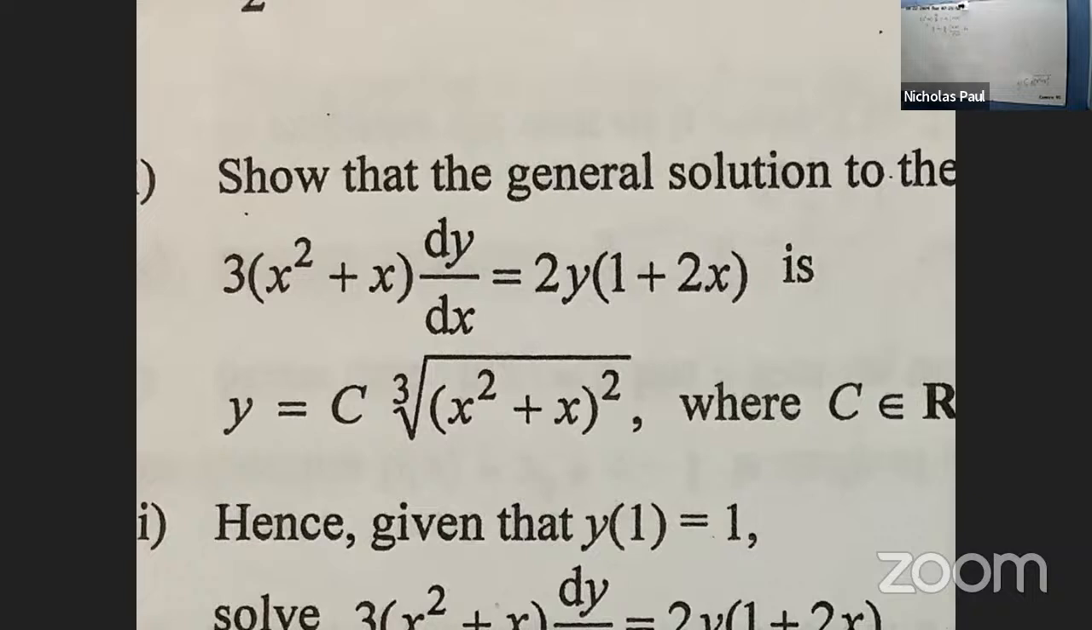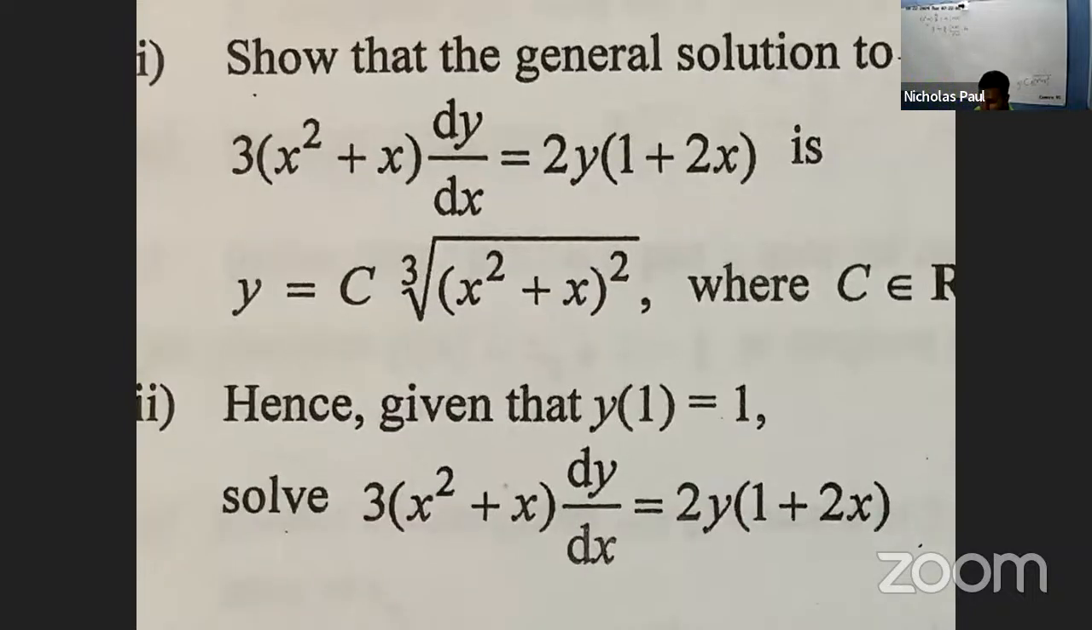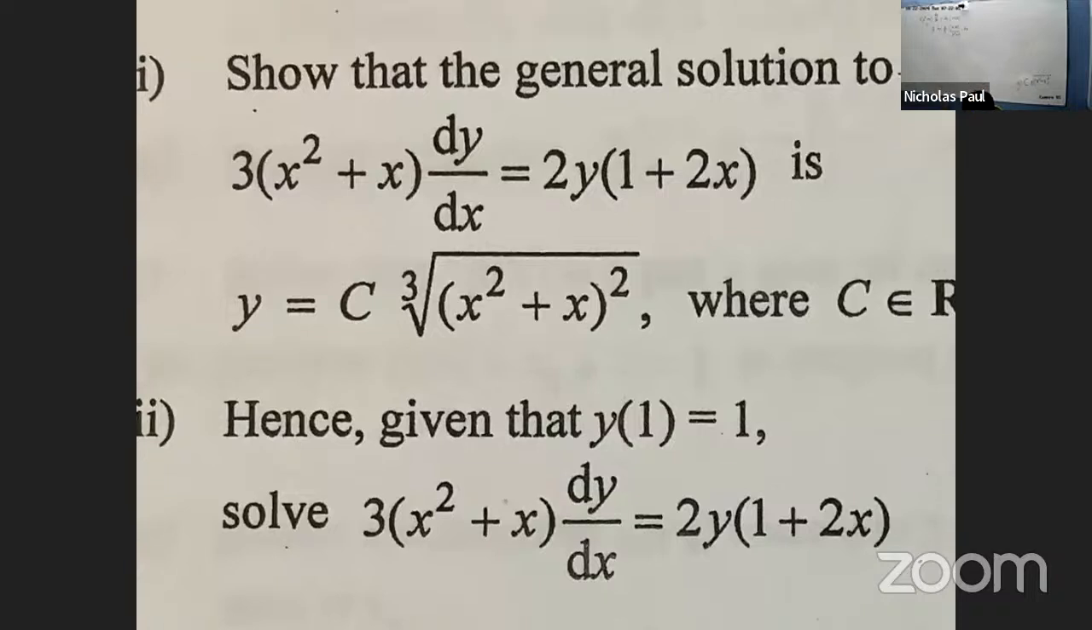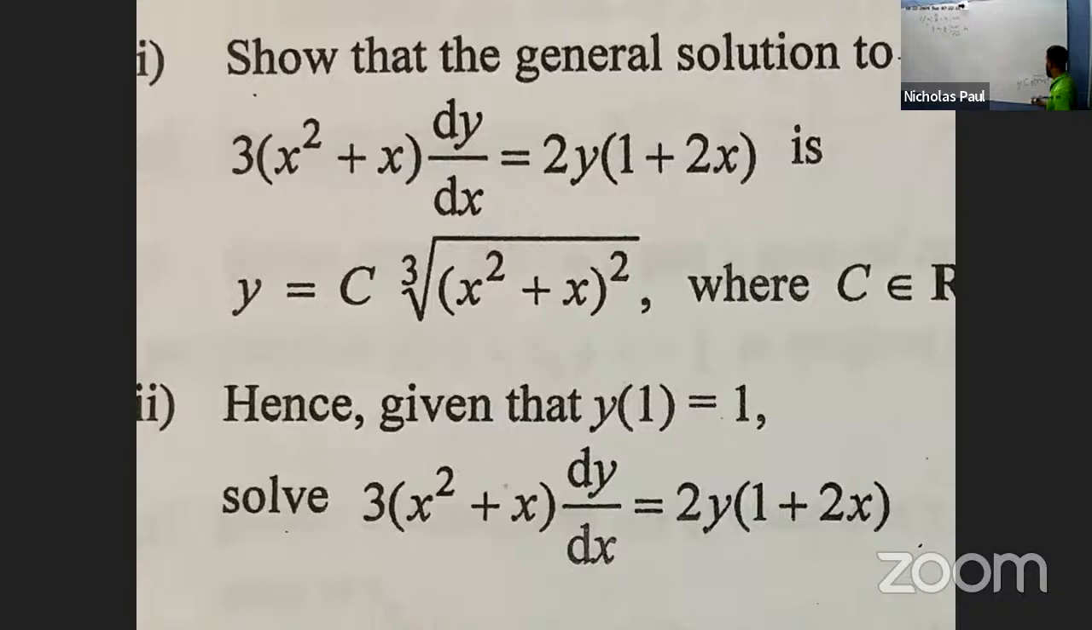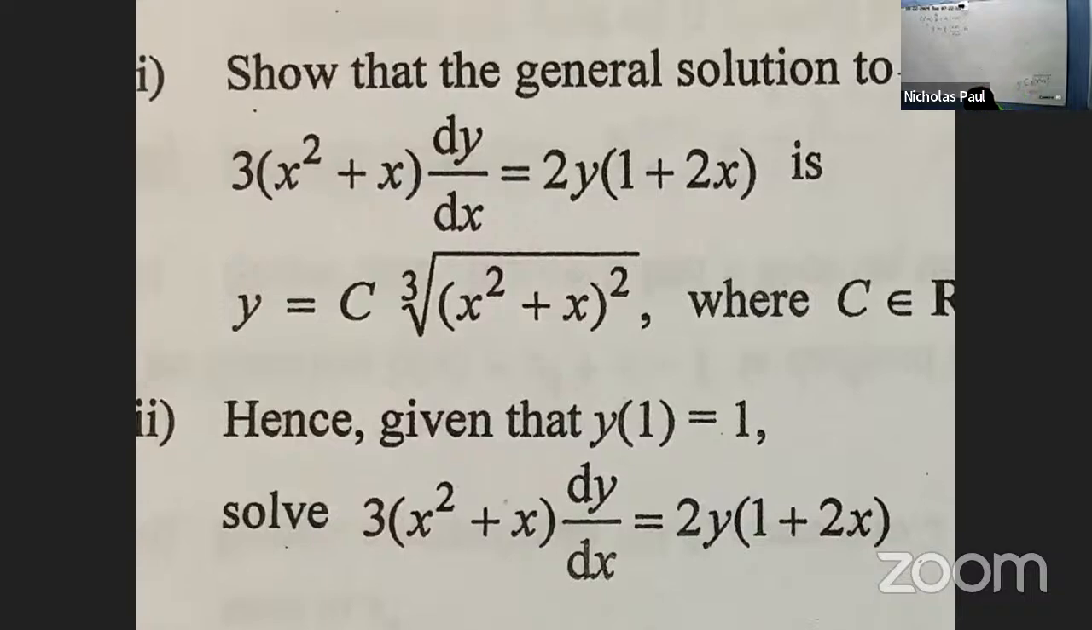Alright, let's see what you got. And then let's say when y of 1 is 1, solve it, right? All they mean is just find for C, right? Solve for C. Alright, let's see if Rihanna got this one.